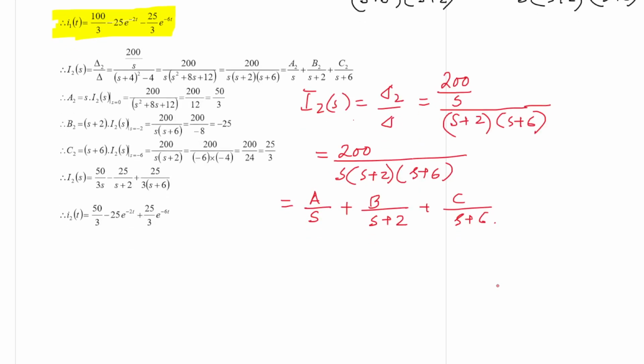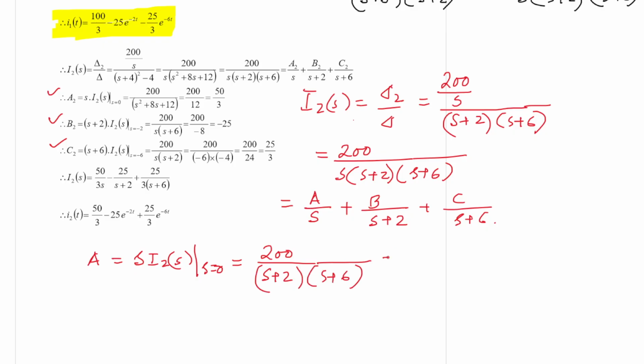So therefore what will be a? A is already done in these three steps, still let us solve one more time. A will be s into I2s at s equal to 0. If you multiply s with I2s, it will become 200 by s plus 2 into s plus 6. So it will become 200 by 2 into 6, so it will be 50 by 3.